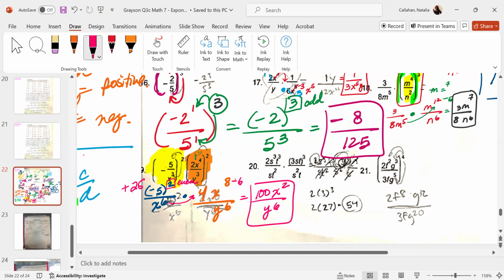This one's a little bit tricky, okay? So you're going to have to practice this one on your own. Does that make sense? That's a tricky one.